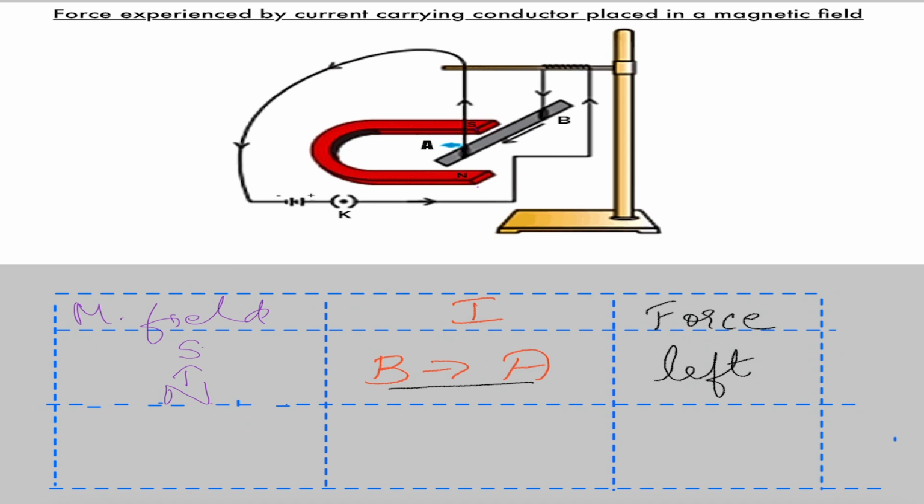So, we are going to observe the direction of the magnetic field, current and the force. First, what is the direction of the magnetic field? It is from north to south. What about the current? It is from B to A, that is the direction.